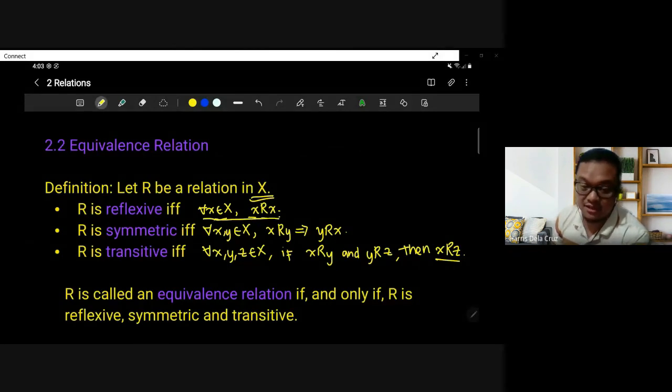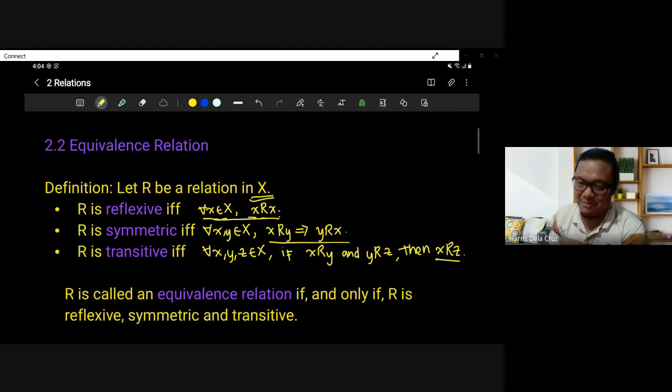Reflexive, X is related to itself. Symmetric, when X is related to Y, then Y must also be related to X. Transitive, when X is related to Y, and Y is related to Z, then X must also be related to Z. So for example, the relationship a husband of. Do you think a husband of is a reflexive relationship? If you have Edward, is Edward the husband of Edward? No, right? So that's what reflexive and not reflexive mean.